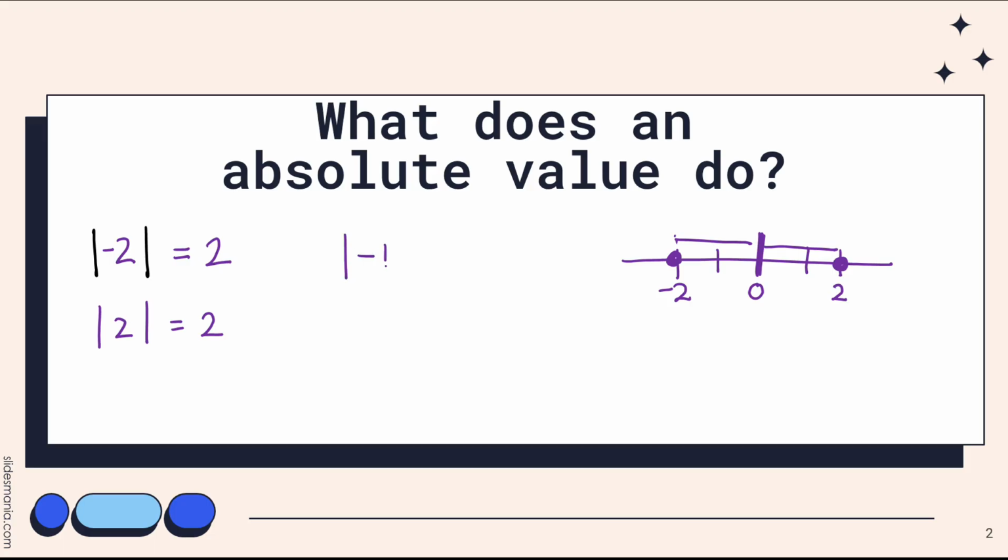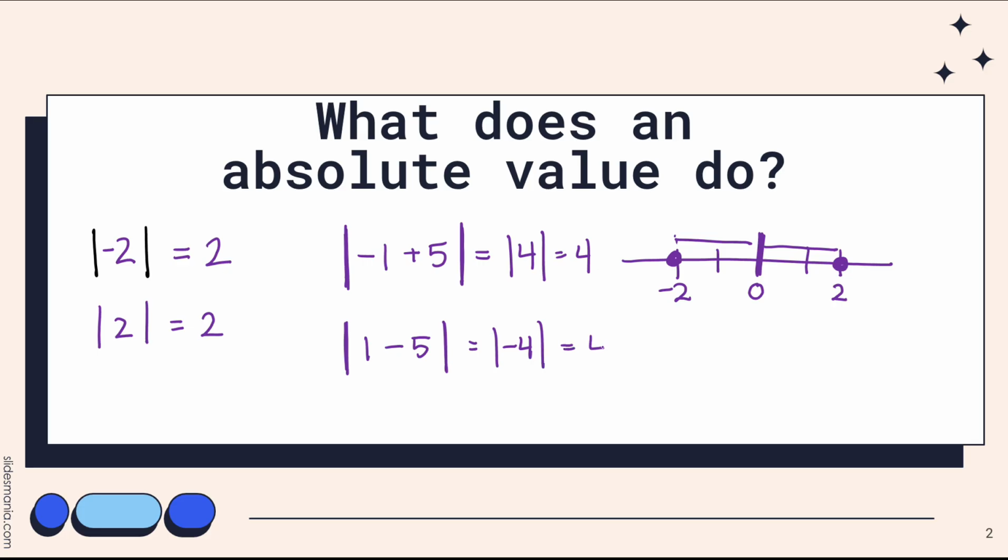Even if I were to have something like this, the absolute value of -1 plus 5, what I would do first, they're kind of like parentheses, right? So I would figure out what is -1 plus 5. Well, that's 4. And then the absolute value of 4 is 4. Vice versa, if I were to have 1 minus 5 with the absolute value, I would treat it like parentheses. So I would get the absolute value of -4, which is still +4. So no matter what number we end up with on the inside of absolute values, it's always going to give us a positive because it's measuring the distance from 0.